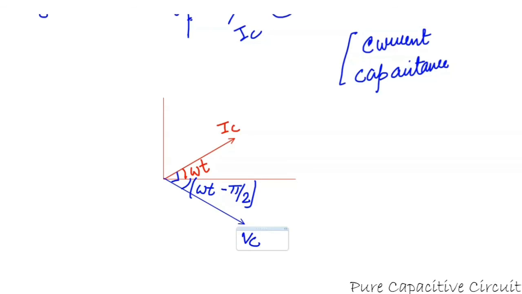Now the next lecture will be on the LR circuit, and from there the actual study of AC circuits will start. We will see the LR circuit, LC circuit, how to solve the LRC circuit, impedance triangle, everything in the next lecture.